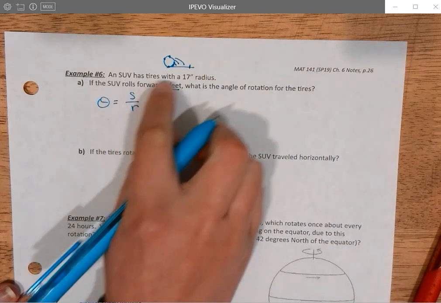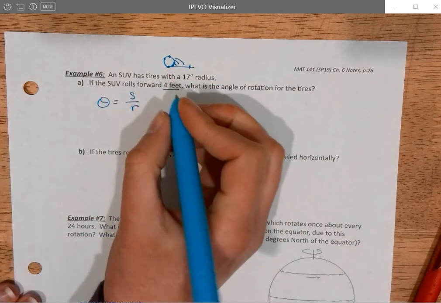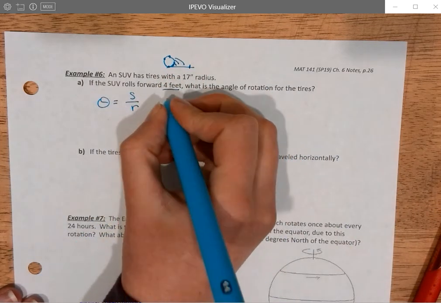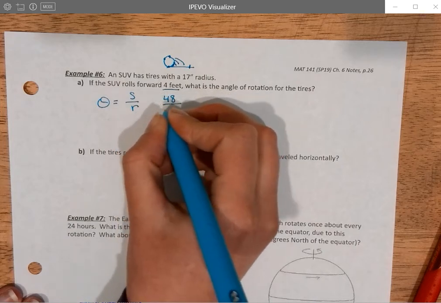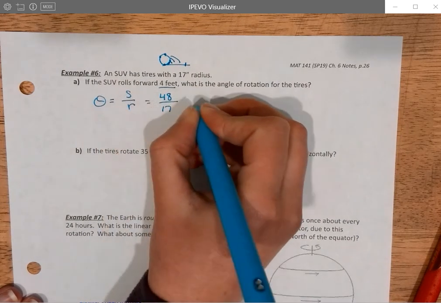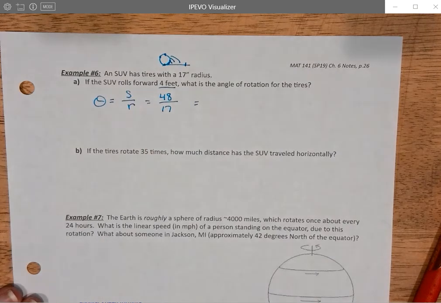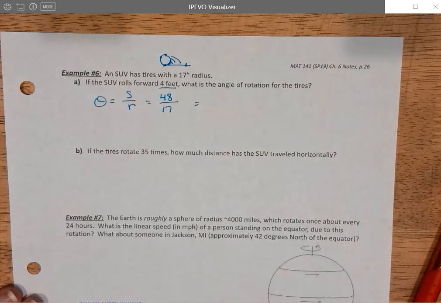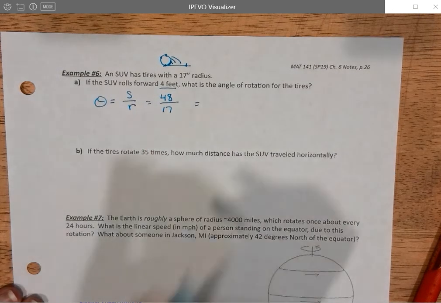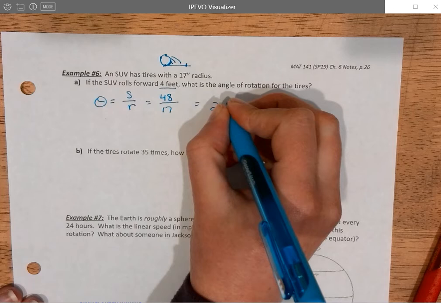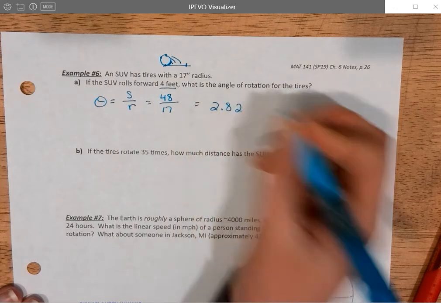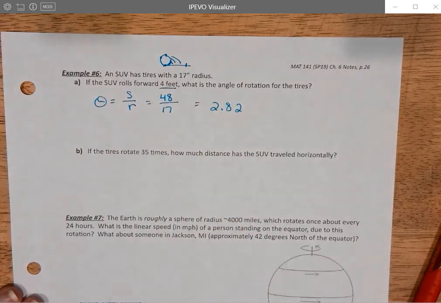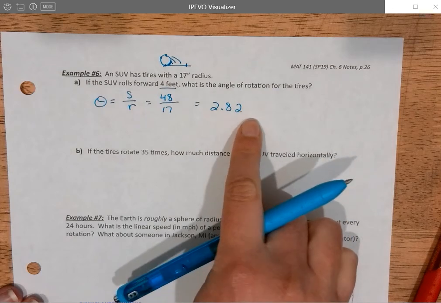The radius is 17 inches. Of course, the units aren't the same, so let's convert them both into inches. 4 feet is 48 inches. Divided by 17 inches. It gives us 48 divided by 17, just got a calculator right here, gives us an angle of 2.82. That is in radians. So 2.82 in radians would be the angle.